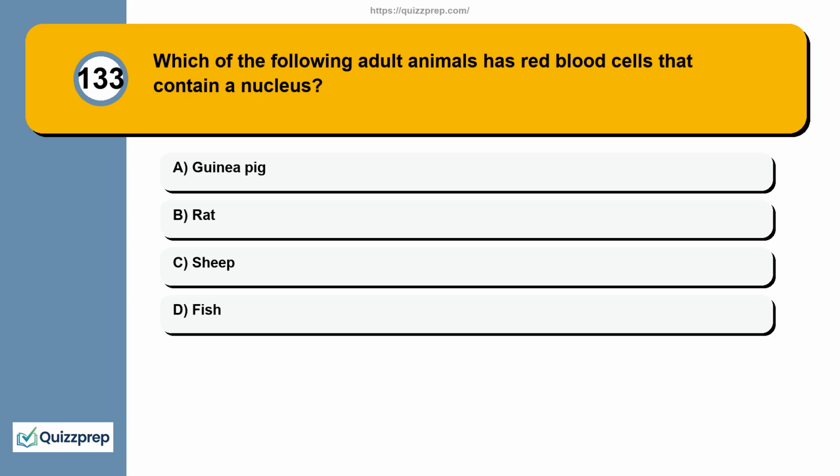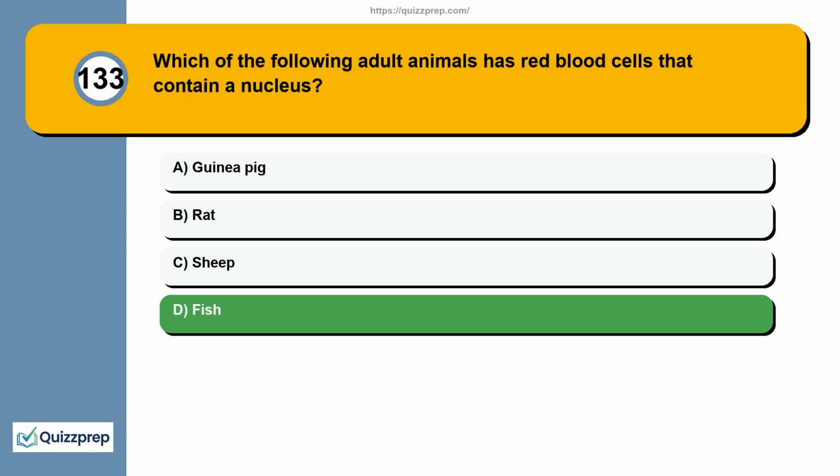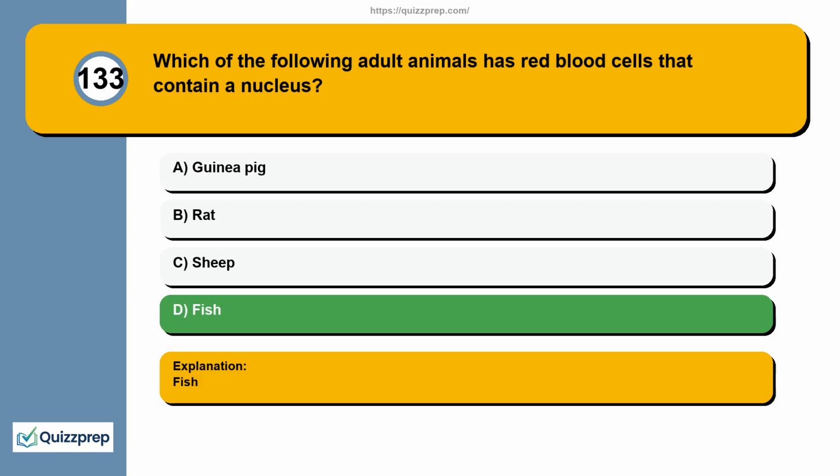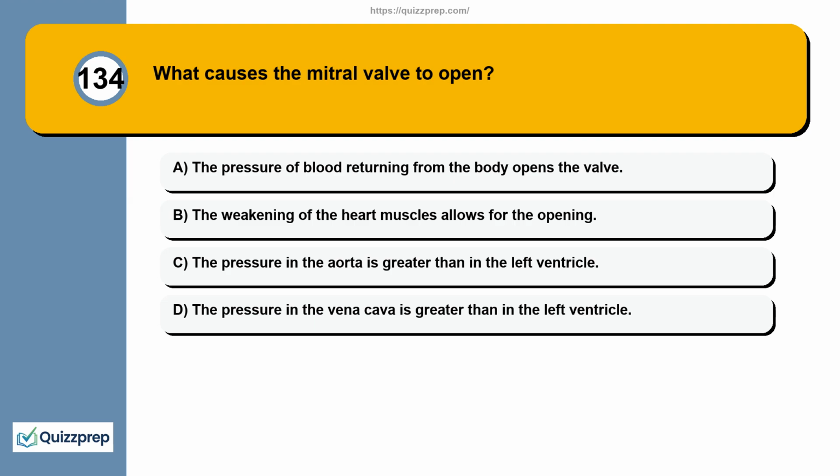Question 133. Which of the following adult animals has red blood cells that contain a nucleus? Option A, guinea pig. Option B, rat. Option C, sheep. Option D, fish. The correct answer is option D, fish.